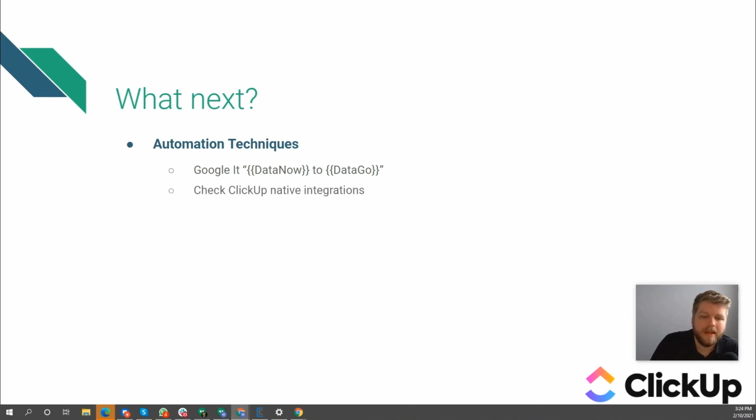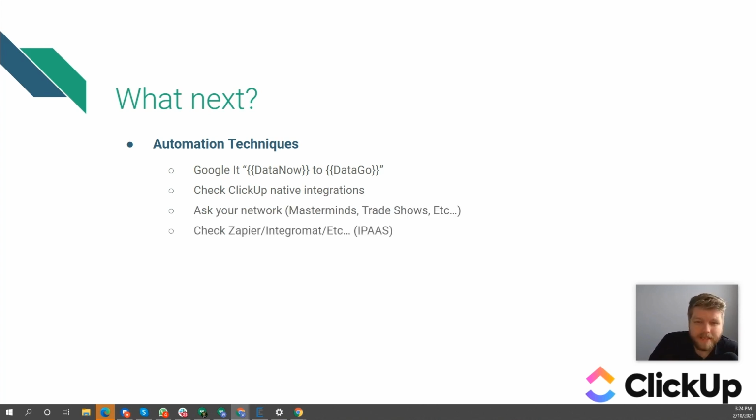Okay. ClickUp native integrations are the next place I would look. You'll notice that you've got Twilio, you've got several other options that are right there ready to go. Then I would go out to your network, ask the mastermind, ask the other individuals who are out there who are doing what you do. Hey, how are you guys getting this data from point A to point B? You'd be surprised how often that's there.